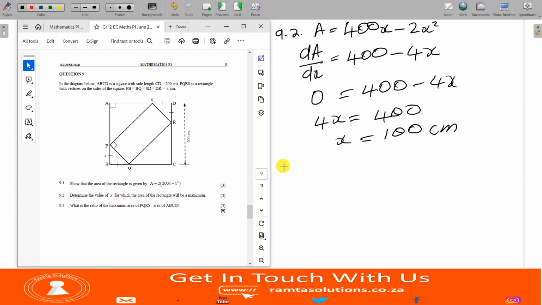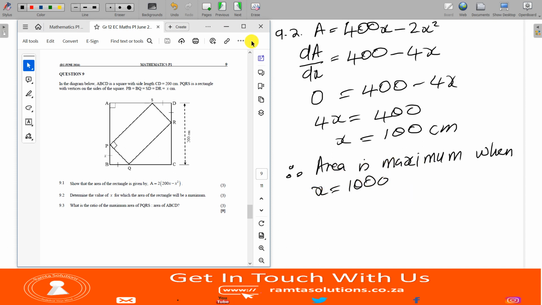So area is maximum if you like. Therefore, area is maximum when, but you don't have to write this conclusion. Area is maximum when x is 100 centimeters. The reason I'm saying you don't have to write it is because it's the only value you are getting, right? Perfect. Now they say, what is the ratio of the maximum area of PQRS to the area of ABCD?